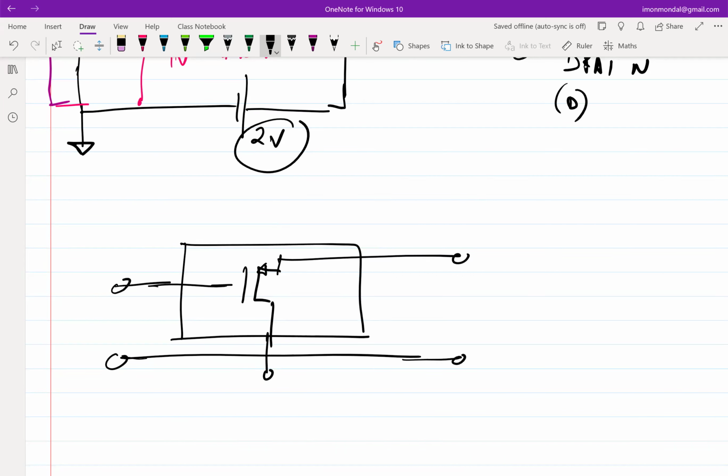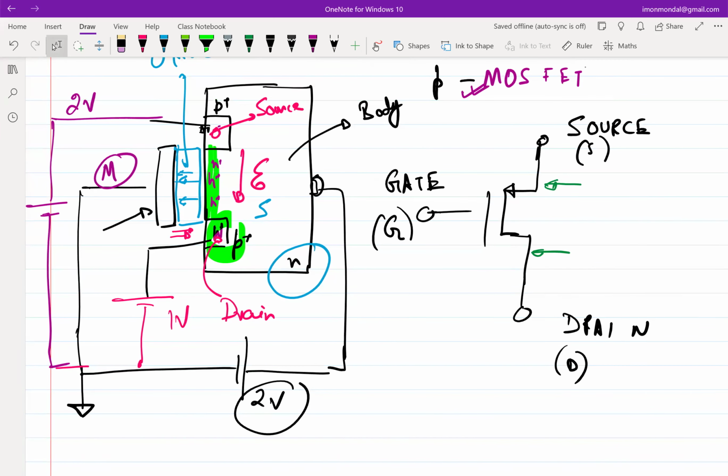We'll not get into all the Y parameters, but let's assume we want to figure out what the input Y parameters are. Firstly, we cannot just leave it like this, we have to bias it, right? I haven't shown one terminal here, which needs to be shown. This diagram is incomplete. I haven't shown the body terminal, right?